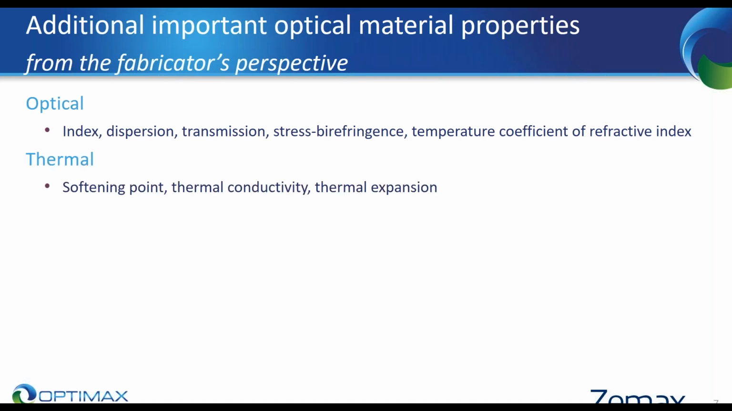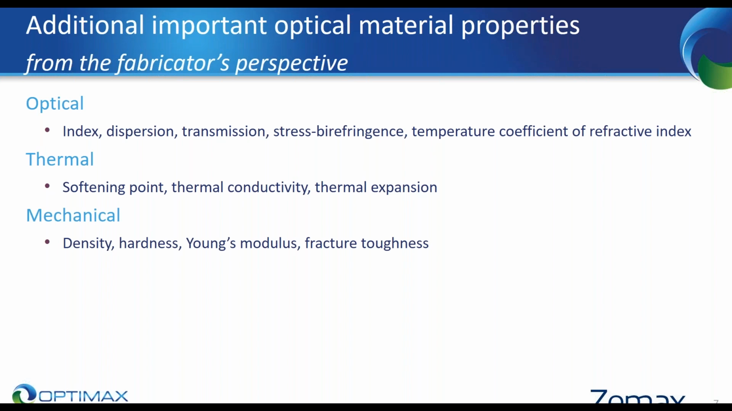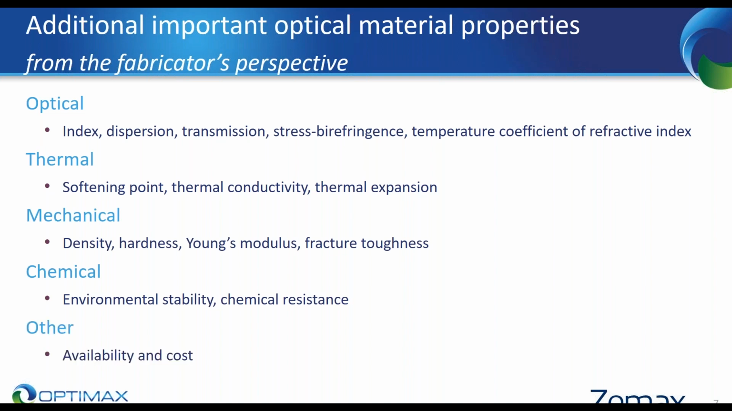Optical, of course, your index and your dispersion. Then transmission, stress birefringence, the temperature coefficient of refractive index, a lot of thermal properties: softening point, thermal conductivity, thermal expansion; mechanical properties such as density, hardness, Young's modulus, fracture toughness; chemical properties such as environmental stability and chemical resistance; and of course, everyone's favorite, availability and cost.